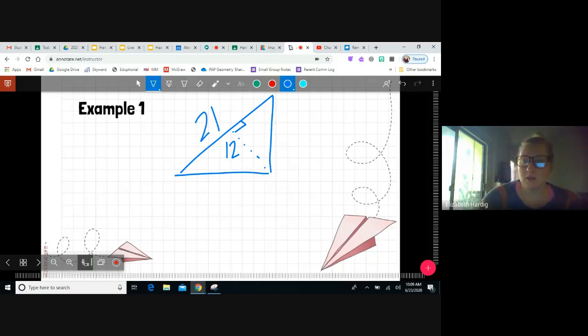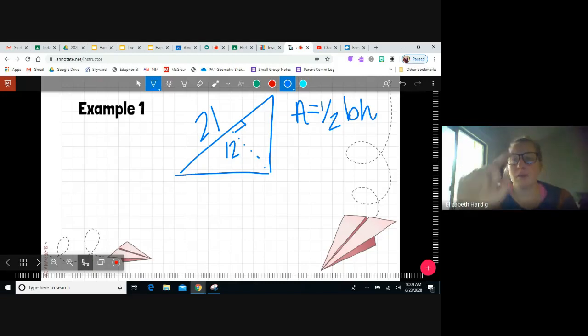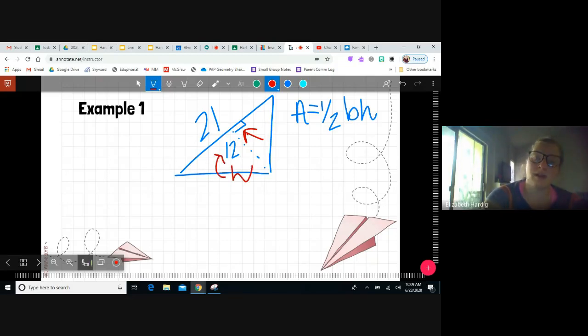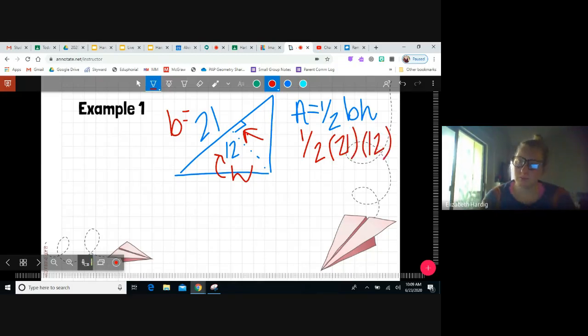So my formula would be area is equal to 1/2 length of the base times the height. When I'm identifying my pieces of the triangle, I notice there's my right angle, so that's my height. 12 is my height, which would make 21 the length of my base. So I have 1/2 length of the base, which is 21, times the height, which is 12.